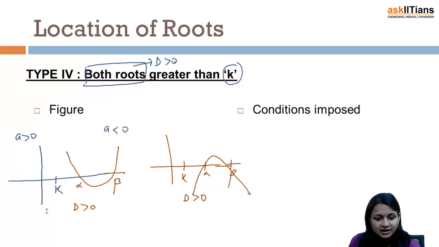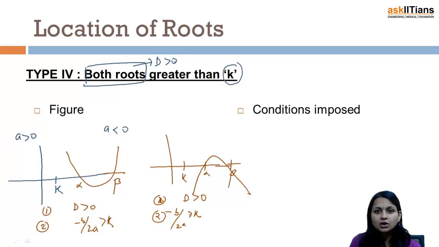Now the second case is we talk about minus b upon 2a. Can I talk about minus b upon 2a? Definitely, because alpha is also greater than k, beta is also greater than k. So I can say that minus b upon 2a will also be greater than k in each case. The next thing is we will be talking about f(k). Now let's see, in this case f(k) is greater than 0 and here f(k) is less than 0.